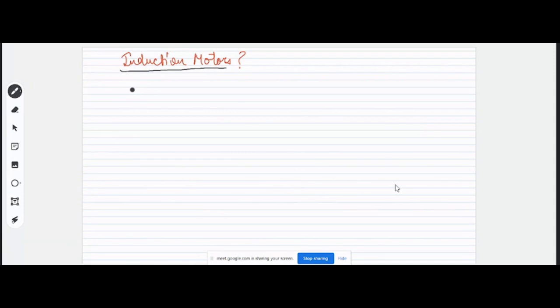Now one more question can be asked in the viva voce: why do we call it a singly excited machine? Who will answer this? Singly excited machine, why do we call it singly excited? Because... Gitansh.